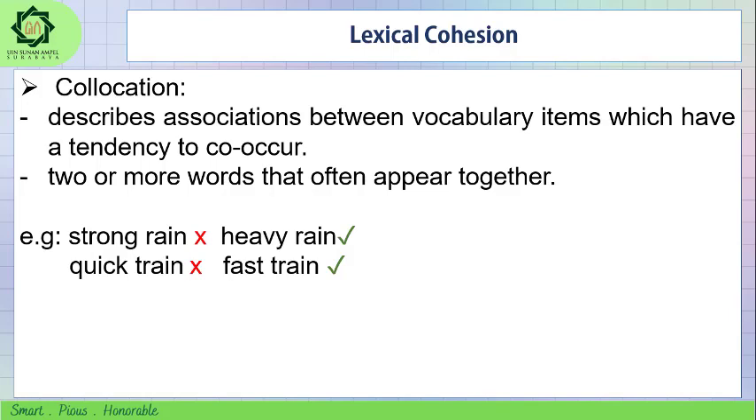And then the same also occurs with fast train. Fast train is more acceptable than quick train. Although they have the same or similar meaning, the one that is more acceptable because of the habitual usage is fast train.